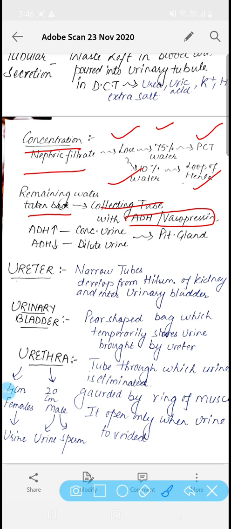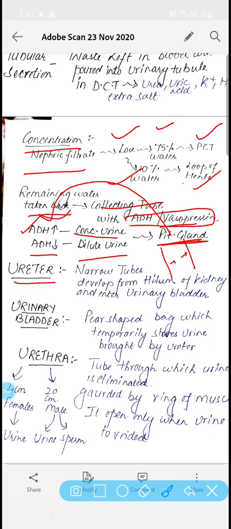What is the full form of ADH? It is antidiuretic hormone, which is also commonly called vasopressin. What does it do? It narrows down the blood vessels. Okay, so when our body has a high amount of ADH, the pituitary gland secretes this ADH hormone. When the pituitary gland secretes a high amount of ADH, concentrated urine is formed, and when there is less ADH, dilute urine is formed. Okay, now that was about the kidney and the processes that take place in the kidney.